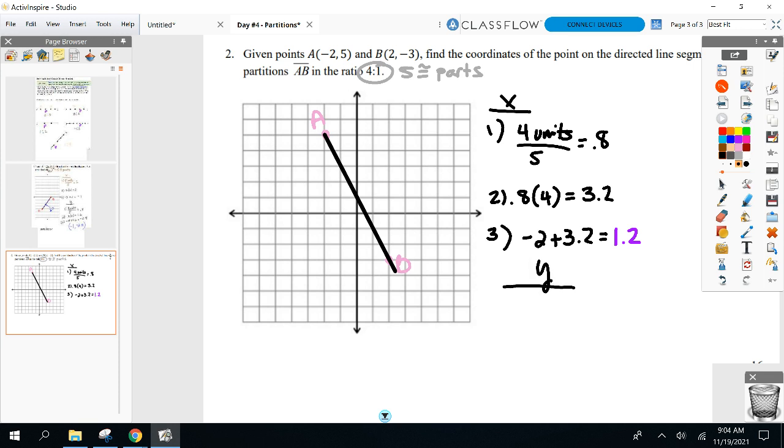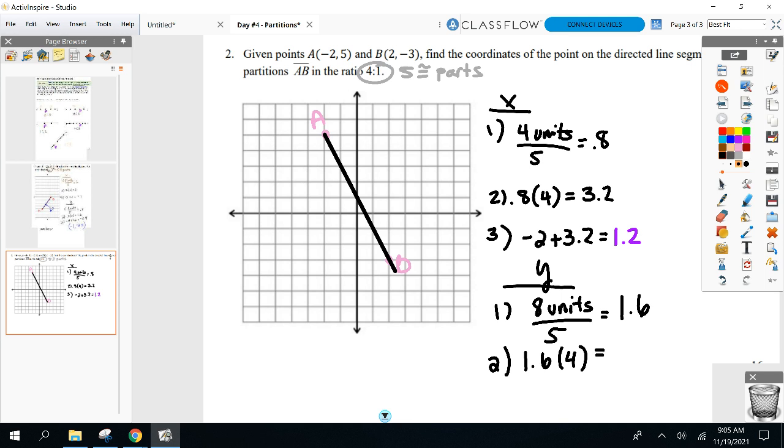Y-axis. How many units am I going? 8. Everyone agrees? 8? Okay. 8 units total, divided up into equal parts of 5. So how many do I need to move each time to divide it up? 1.6, yep. But it's just not 1.6 and done, right? I got to keep going until I hit that 4 to 1 spot. So how many times do I have to go 1.6? 4 times. So 1.6 times 4.